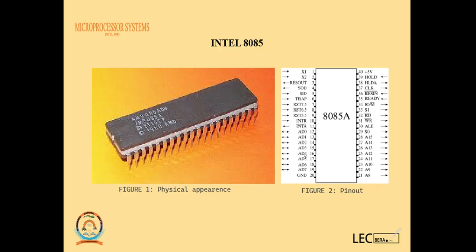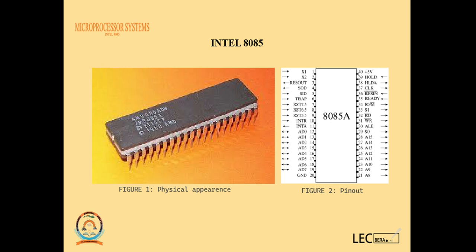Their functions are actually indicated using the names. For example, we have pin 1 and pin 2. These are X1, X2. We are going to see what their function is. And then we have pin 12 to pin 19. It has been written AD0 to AD7. Those are data pins. We use pins 12 to 19 to transfer data.